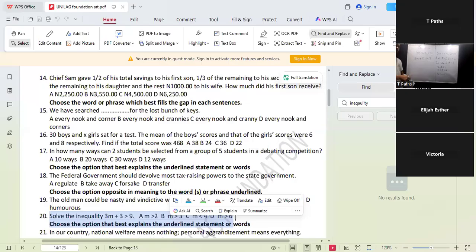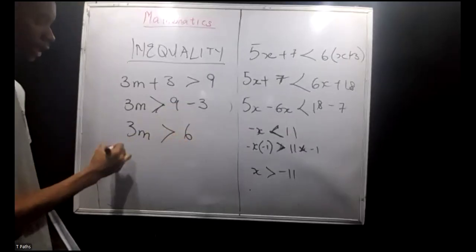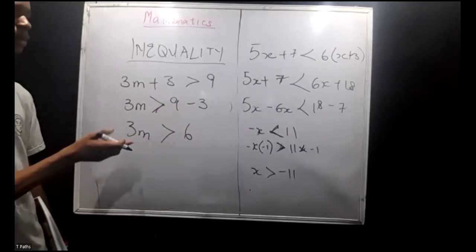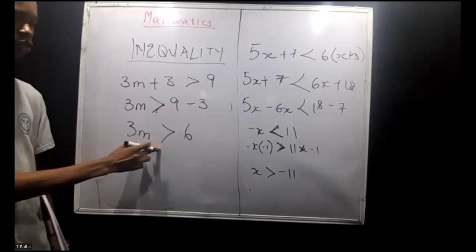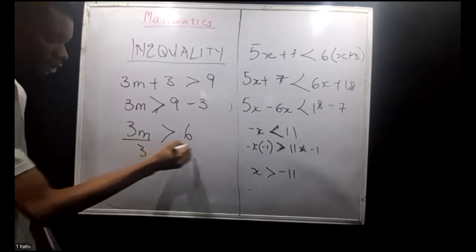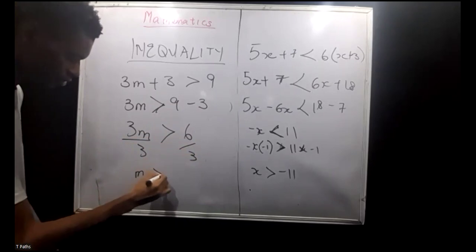Just like we solve in equations, you collect like terms. So this becomes 3m is greater than 9 minus 3. So I have 3m is greater than 9 minus 3, which is 6. Here I can divide through by 3. Because I'm dividing by a positive number, this sign is not going to change. So I divide by 3, divide by 3. This will become m is greater than 2.